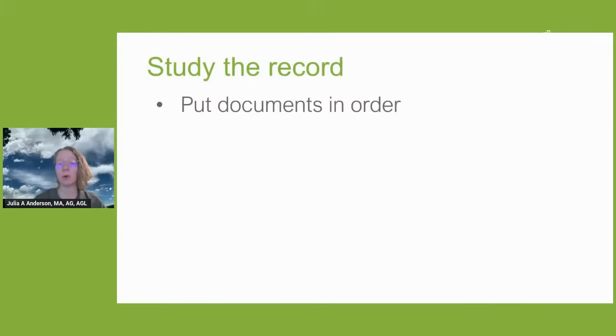Next is to study the record. Make sure you understand the purpose of each document contained in the file, who created it, and why it was included there. The pages are usually out of chronological order, so it can be very beneficial to put them in order from earliest to latest. If you can see the progression of the applicant's claim, it can highlight gaps in the records and lead you to other sources.